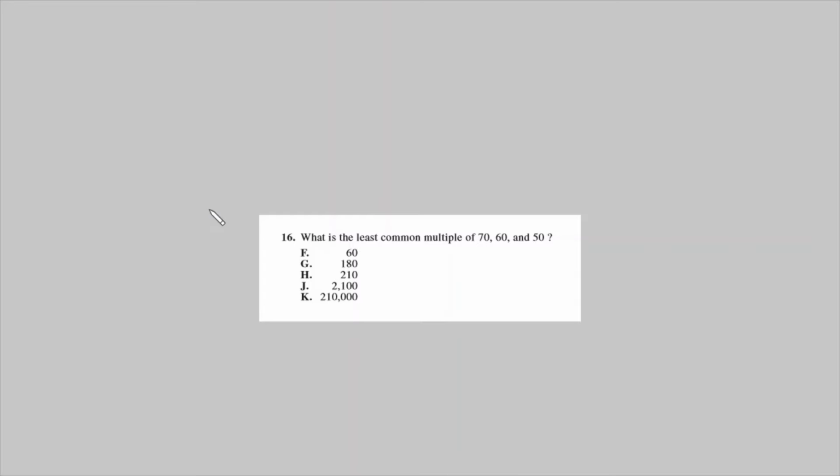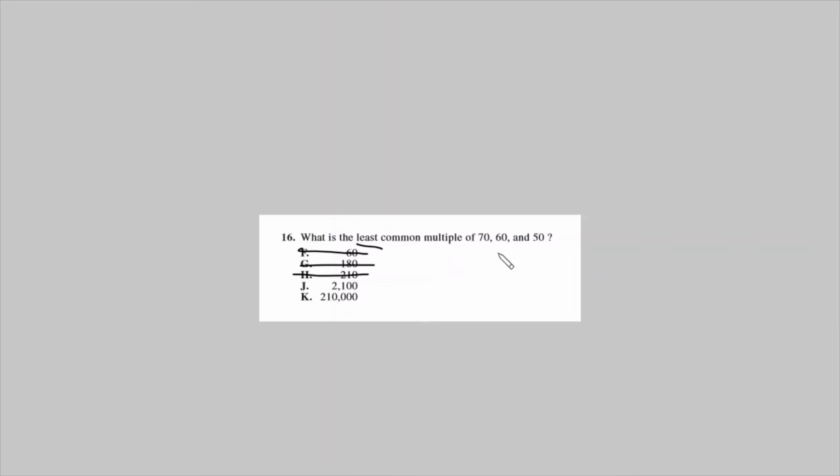If you start with a number in the middle or at the higher end, even if it is a common multiple of the 3 numbers that are given to you, that doesn't necessarily mean that it's the least common multiple, and they are putting the emphasis on least. So then I would look through. So F, 60. Well, 60 does not have a factor of 70 or 50, so we can cross that one off. 180 does not have a factor of 50. 210 does not have a factor of 50.